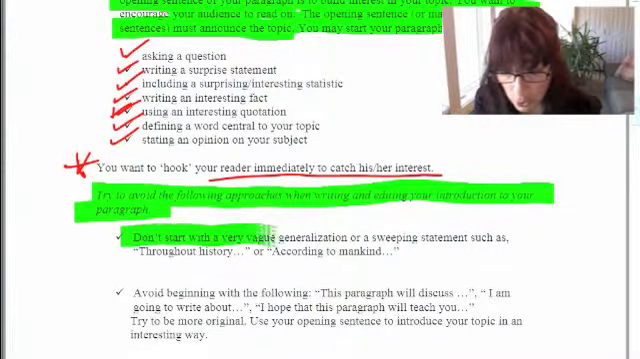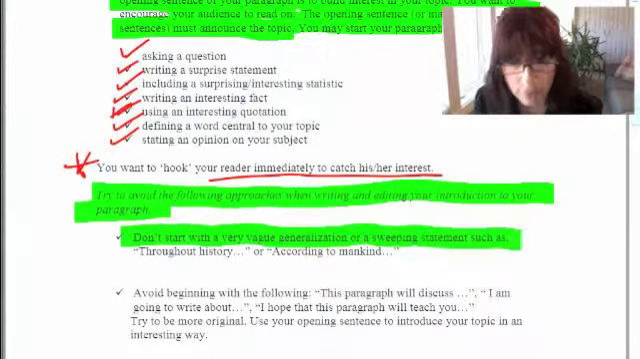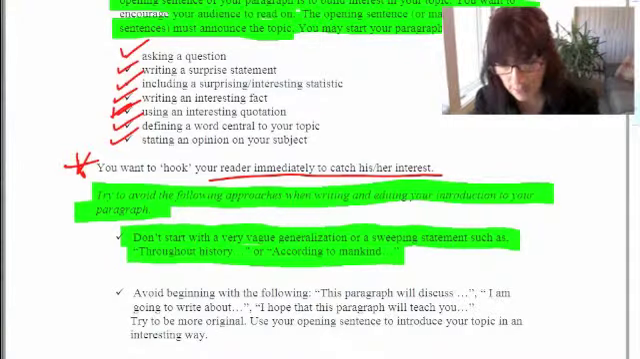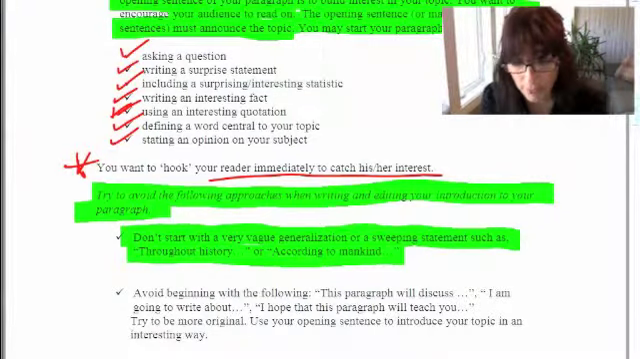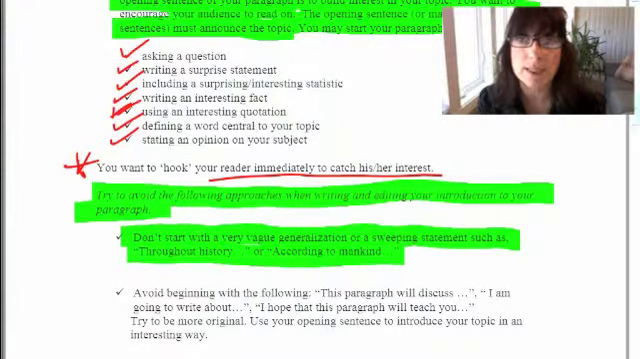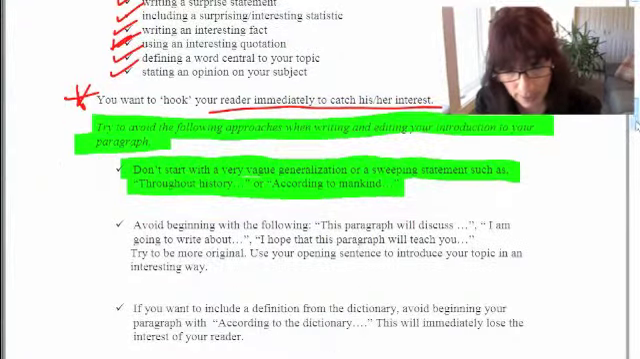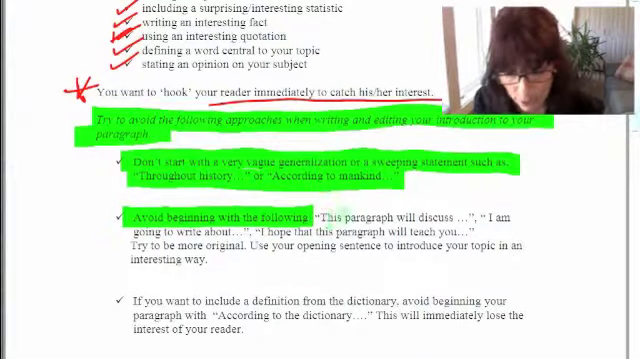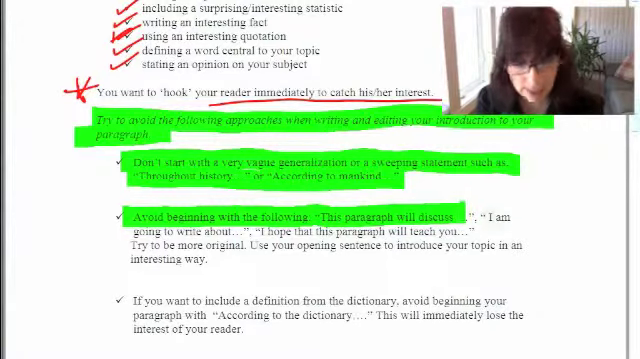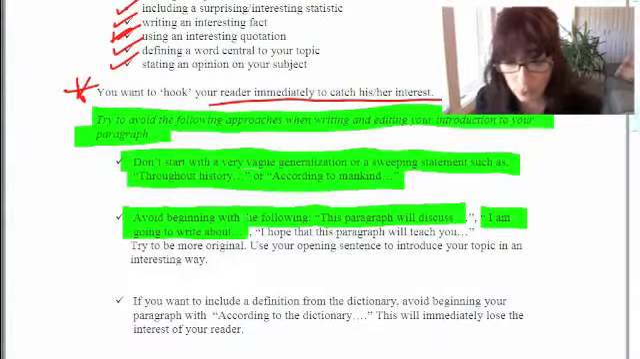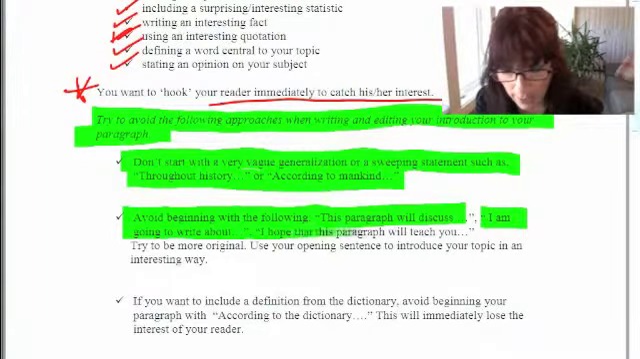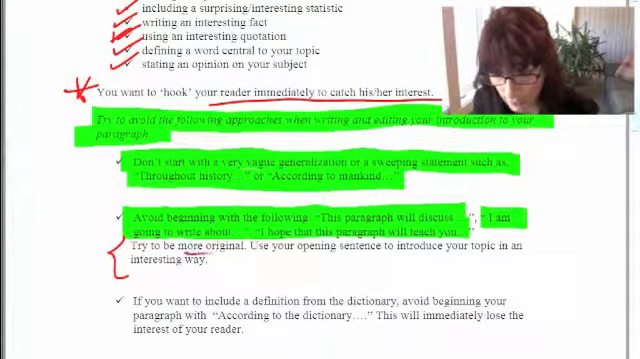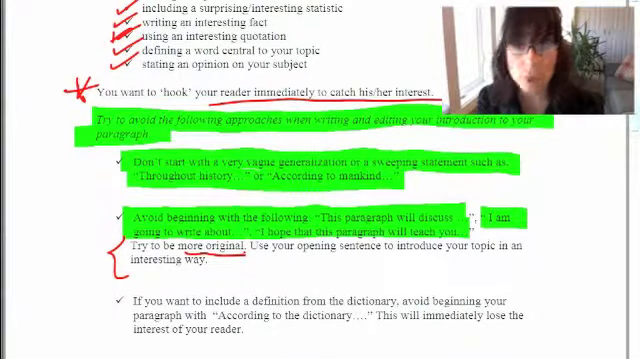So here are some suggestions. One is, don't start with a very vague generalization or a sweeping statement such as, throughout history, this is what's happened, or according to mankind. They're quite boring and they're very vague generalizations. Be more specific. Another beginning to avoid would be the following expressions: This paragraph will discuss, or I am going to write about. Another one, I hope that this paragraph will teach you. These are very unoriginal, and you want to try to be much more original in your writing.